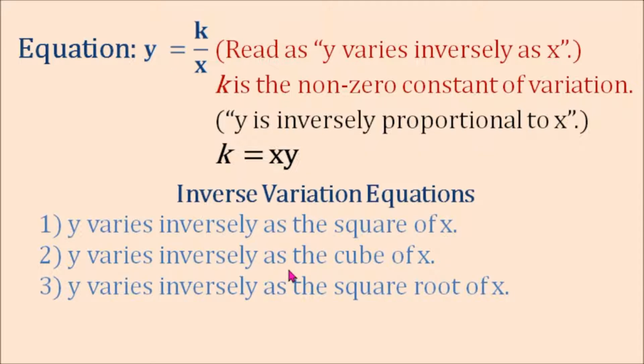Other inverse variation equations are: number 1, y varies inversely as the square of x, so it can be written as y equals k over x squared. Number 2, y varies inversely as the cube of x, so it can be written as y equals k over x cubed. Number 3, y varies inversely as the square root of x. It can be written as y equals k over square root of x.